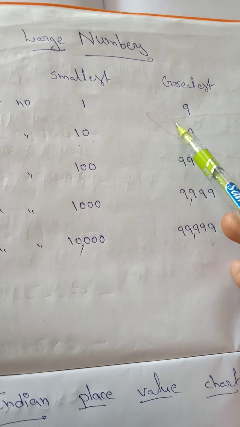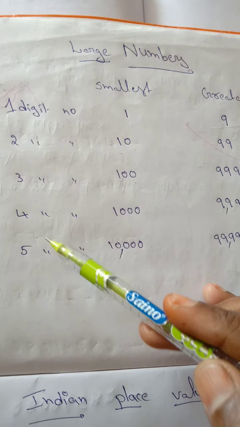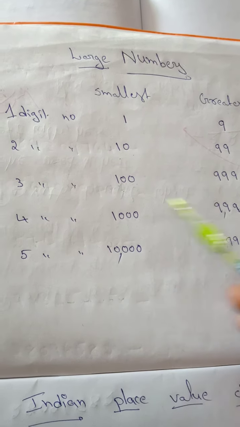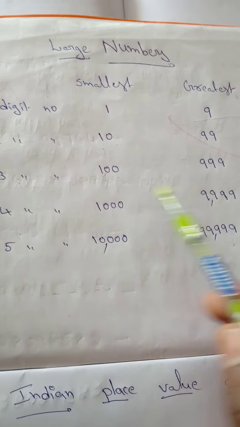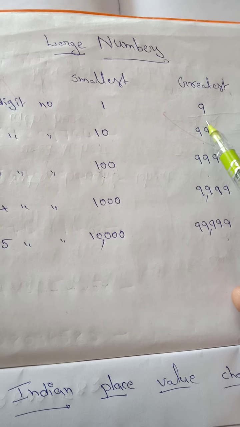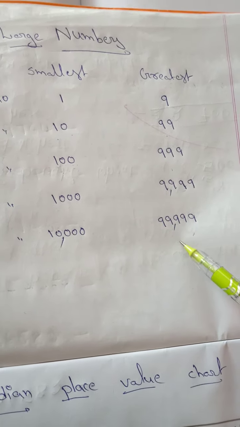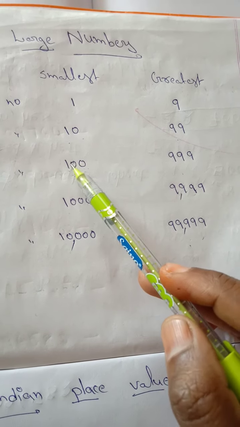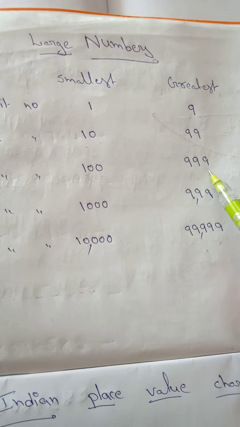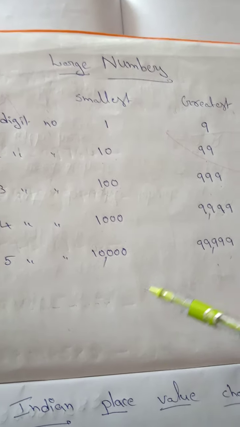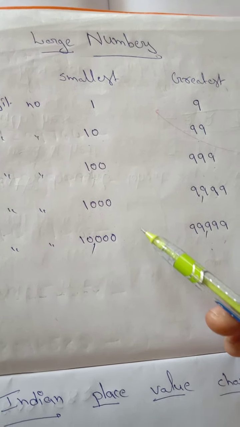Now moving to the greatest numbers. Here the greatest number is made of 9s. Whatever the number of digits, that many 9s will be there. So 1 digit, one 9; 2 digits, two 9s; 3 digits, three 9s; 4 digits, four 9s; and 5 digits, five 9s. So this is about the smallest and greatest numbers. Clear? Now one more thing we have to observe here.